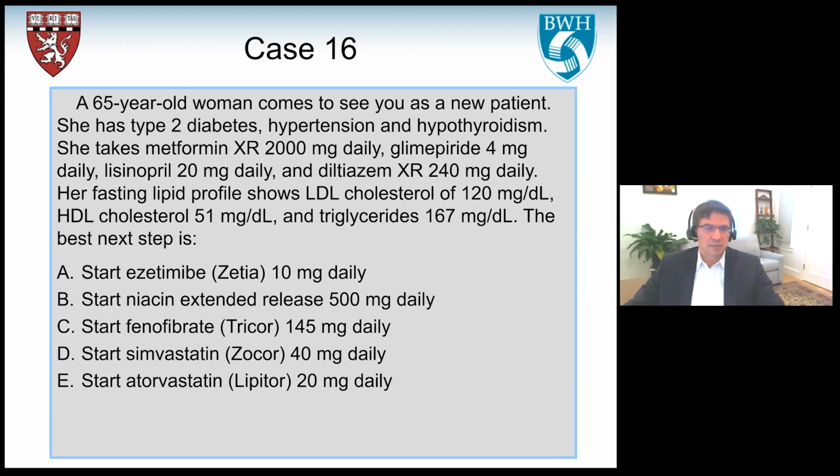The best next step is A, start ezetimibe or Zetia, 10 milligrams daily. B, start niacin extended release, 500 milligrams daily. C, start fenofibrate or Tricor, 145 milligrams daily. D, start simvastatin or Zocor, 40 milligrams daily. Or E, start atorvastatin or Lipitor, 20 milligrams daily. The right answer is E, start atorvastatin or Lipitor, 20 milligrams daily.